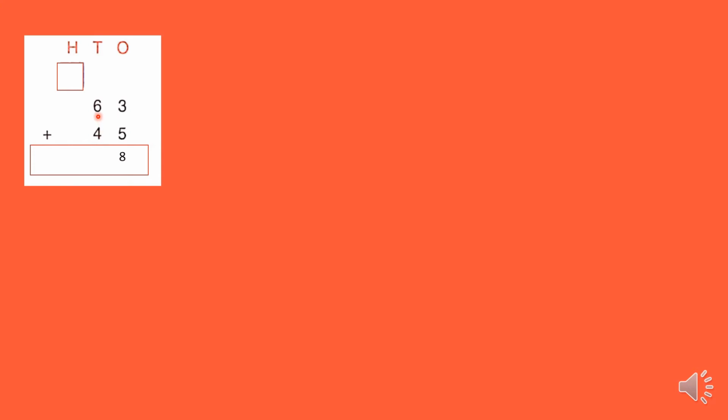So 6 you should keep in your mind, 4 in your hand. Open 4 fingers. 6, 7, 8, 9, 10. So 6 plus 4 is equal to 10. Where I have to write 0, where I have to write 1? So I am writing 10 like this.